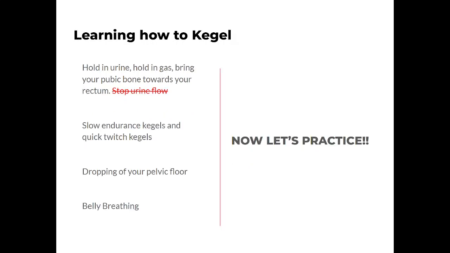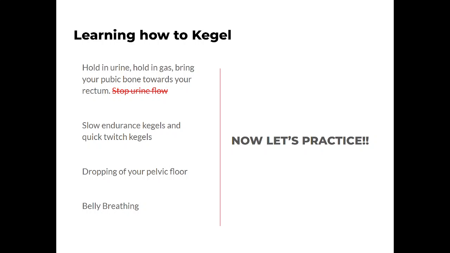Now, learning how to Kegel correctly. Some verbiage that we use to help a client learn how to Kegel is: think about holding in your urine, holding in gas, bring your pubic bone towards your rectum. Something we don't like to use is stop your urine flow. The only reason is because I don't want you to practice stopping urine flow on the toilet, because your bladder will really catch on to that, and then you'll train your bladder incorrectly.